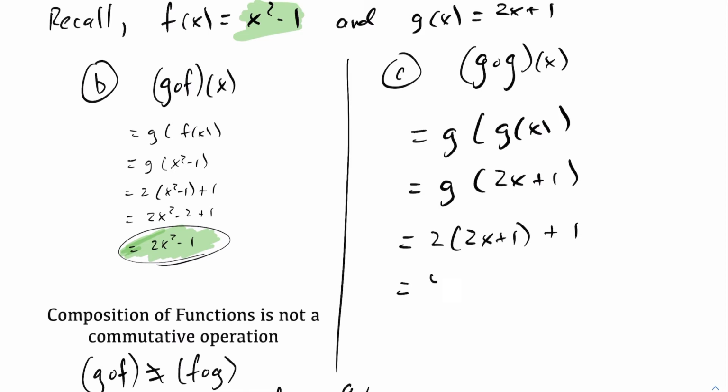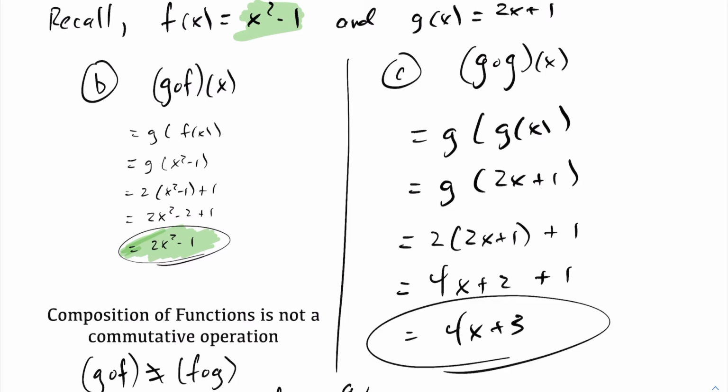And expanding this out, we get 4x plus 2 plus 1. And our new simplified composed function, g composite g at x, in this case here is going to be 4x plus 3. Let's take a look at another example.